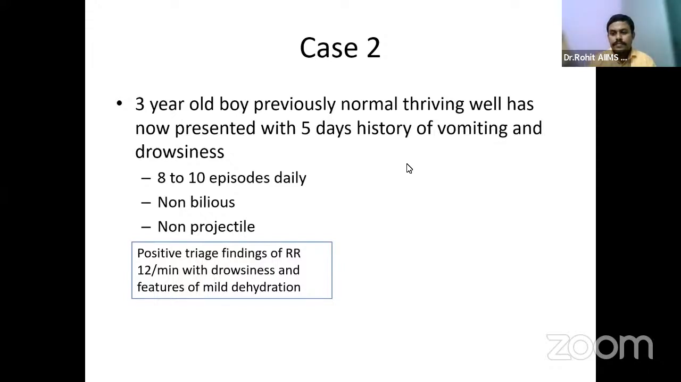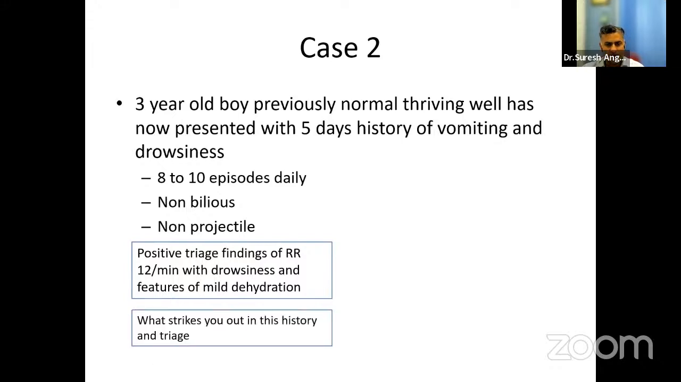Go ahead. Okay, yeah. So this is another child, a 3-year-old boy who was previously thriving well and now presented with a 5-day history of vomiting and drowsiness. He had 8 to 10 episodes of vomiting daily for the last 5 days, and these were non-bilious, non-projectile vomiting. The positive triage findings in this child were a respiratory rate of 12 per minute with drowsiness and features of mild dehydration. So based on this history, what are any striking findings on history and triage?